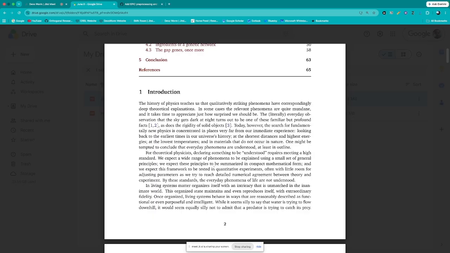Furthermore, we expect these principles to be summarized in compact mathematical form, and we expect this framework to be tested in quantitative experiments, often with little room for adjusting parameters, as we try to reach detailed numeric agreement between theory and experiment. By these standards, everyday phenomena of life are not very well understood. So, we have a high standard for understanding, much more than if we just implicitly understand something to be true.